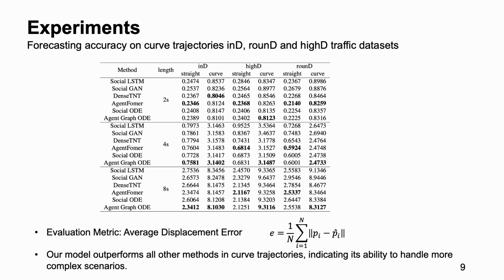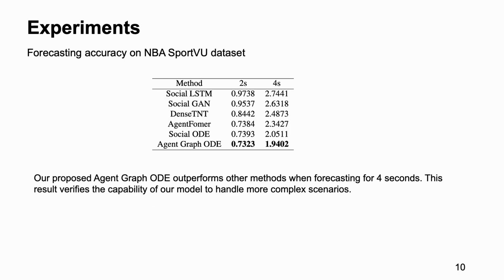We use average displacement error as the evaluation metric. The table shows the forecasting results for a long period of time. Our method always performs best in curved trajectories, which means our method can deal better with complicated trajectories. Our method achieves the best performance on the NBA dataset. It verifies the capability of our model to handle more complex scenarios because sports agents exhibit more frequent changes.